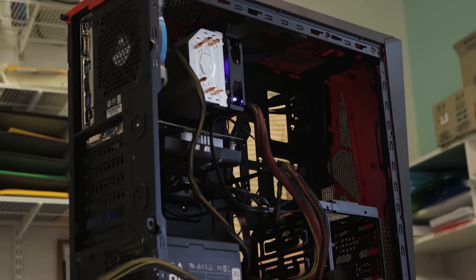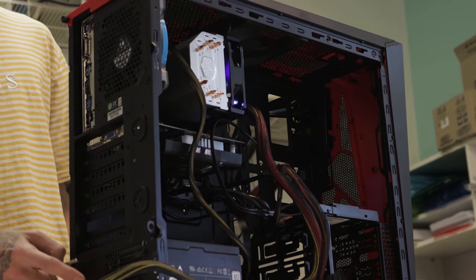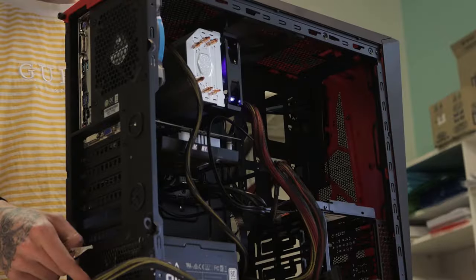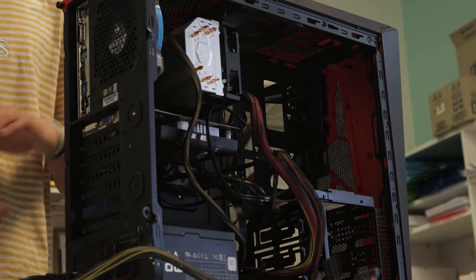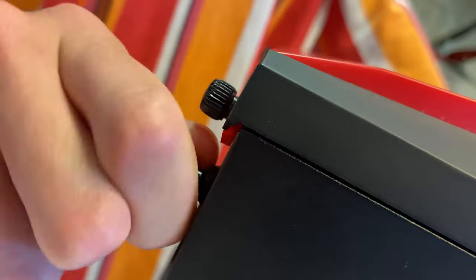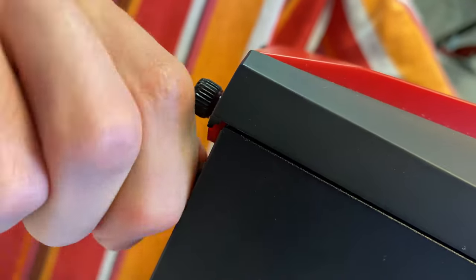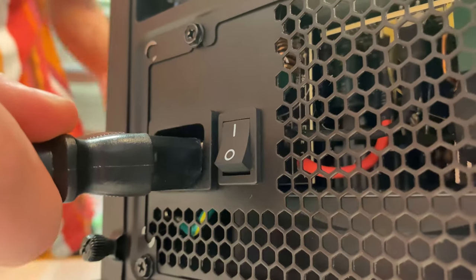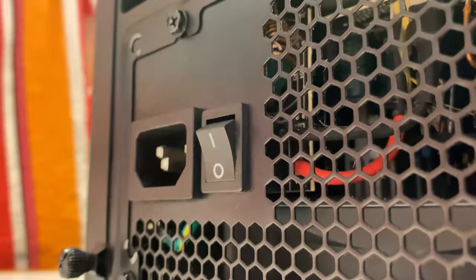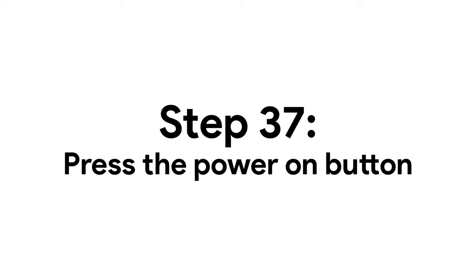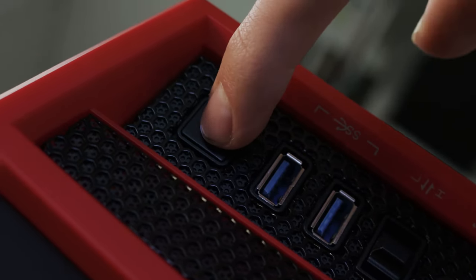Step 34. Check your cable management and make sure no cables interfere with components or block fan blades. Step 35. Once everything is checked, put the side back on the case and screw them shut with the thumb screws. No screwdriver is required. Step 36. Connect your computer up to power and make sure that your power supply power switch is turned on. Step 37. Press the power on button.